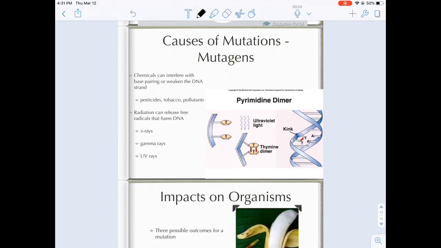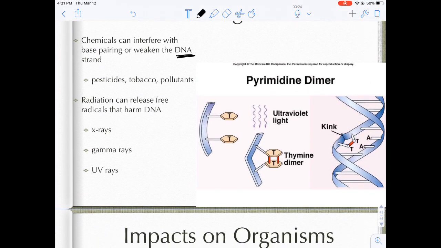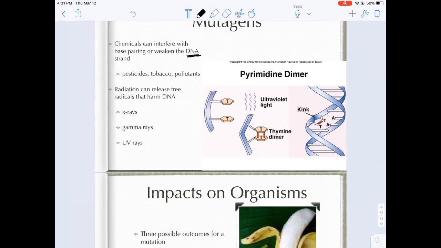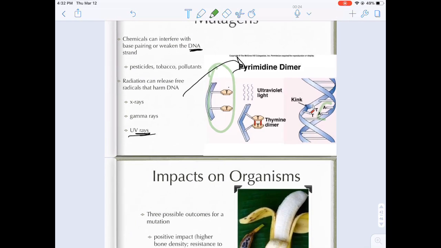So chemicals, we just said chemicals can interfere with the DNA strand, and so pesticides, tobacco, pollutants, and then radiation. So when we looked at the X-ray and the UV rays, that can change the DNA, basically because it causes two thymines that are on the same strand of DNA, notice they're attached to the same backbone, to bond together, which means that they're not bonding over here. It causes a kink in the DNA, and that causes problems during replication, and really even during transcription and translation.